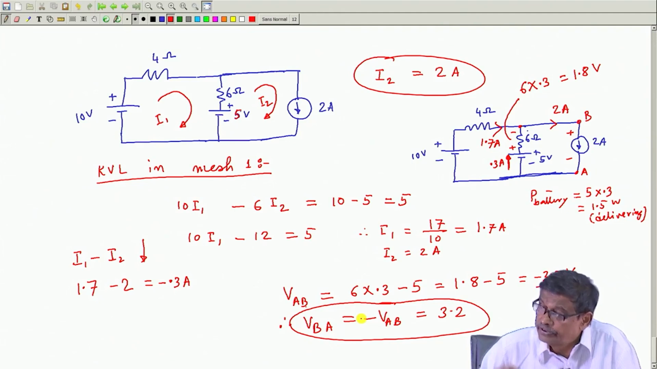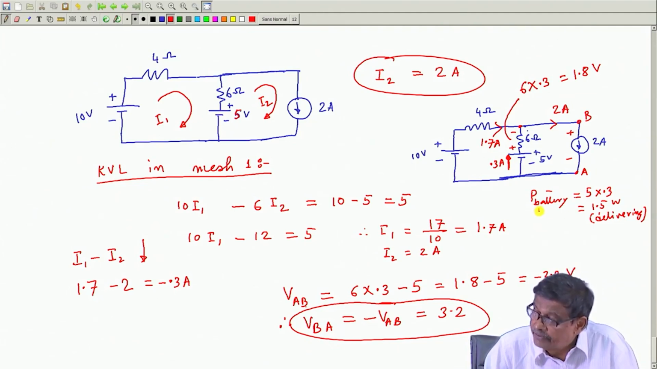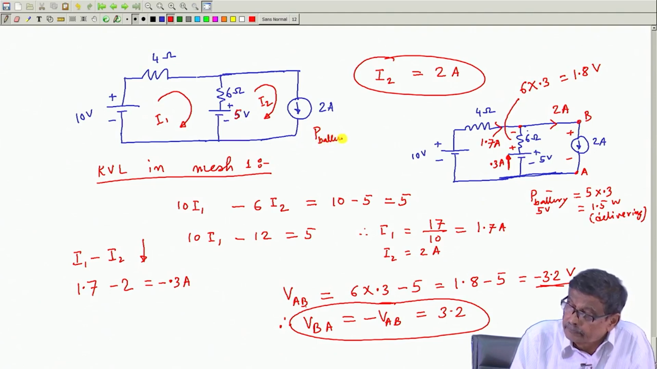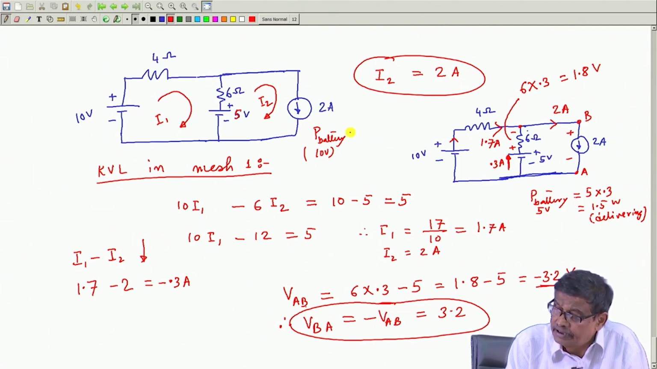What is this other source doing? P battery 5 volt, then P battery 10 volt. What is it doing? Is it delivering or absorbing power? Okay, from plus 1.7 is coming out. So, it is delivering. So, 1.7 into 10, that is 17 watt, delivering. Don't forget to write these comments.